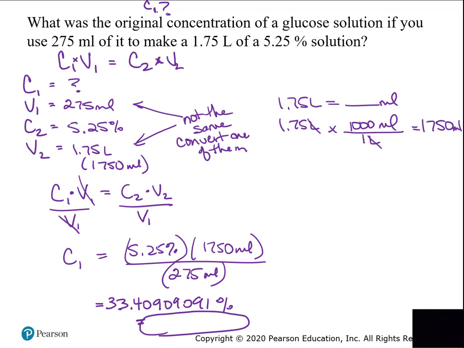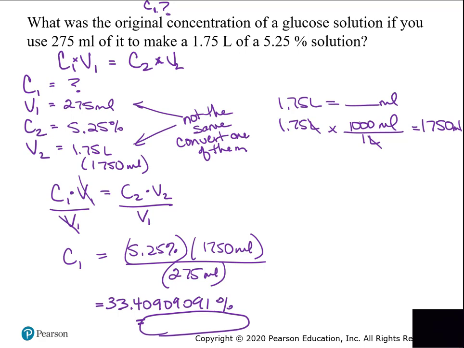If you use 275 mils of it, I know that's V1, to make 1.75 liters of a 5.25% solution. So C2 is 5.25%, V2 is 1.75 liters, but before you can do the math, you have to look and see that the two volumes that I know do not have the same units. One is 275 milliliters, the other one is 1.75 liters. So I have to convert one of them. It doesn't matter which, because the units will still work out.